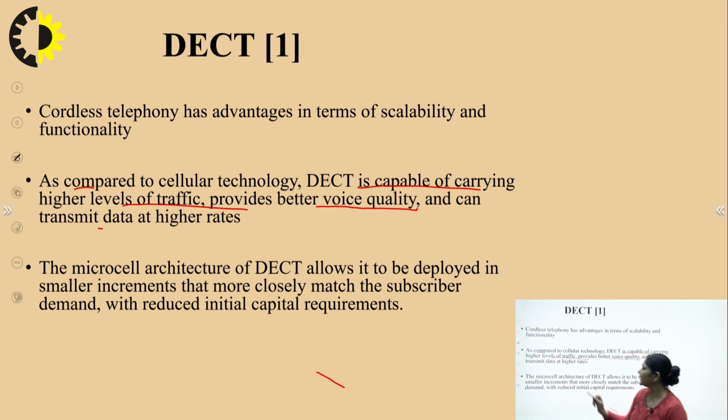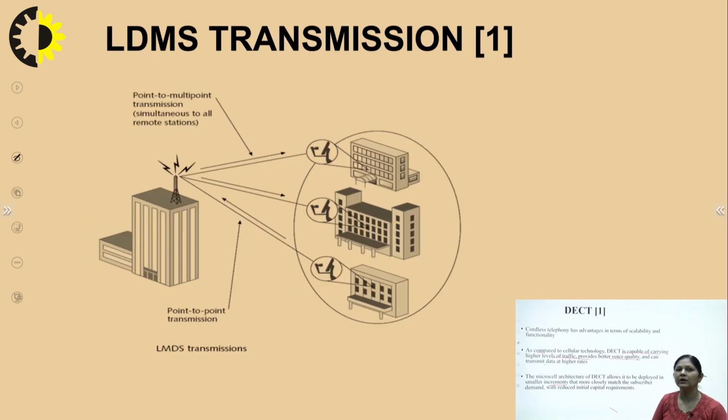The microcell architecture of DCT: as the range of the DCT is very small, the cell formed by the DCT is small, so it is also called microcell. Architecture of DCT allows it to be deployed in smaller increments that more closely match the subscriber demand with reduced initial capital requirements. So whenever the user wants less capital and wants to provide a network within a small area, he can go for this DCT type of technology that comes under wireless local loop.